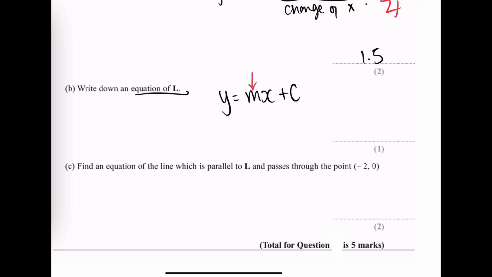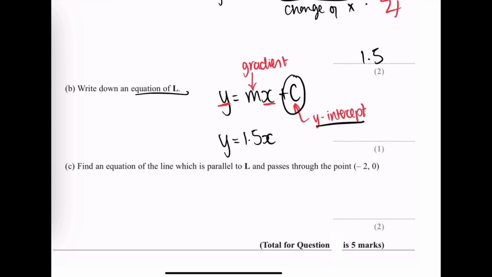So m over here, this is the gradient. c here, this is the y-intercept. And x and y are the same in every single type of line. These do not change. So we already found out what the gradient is, so we can already put that as y equals 1.5x. Now we have to find what c is.